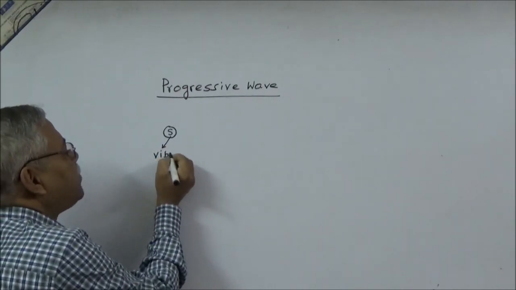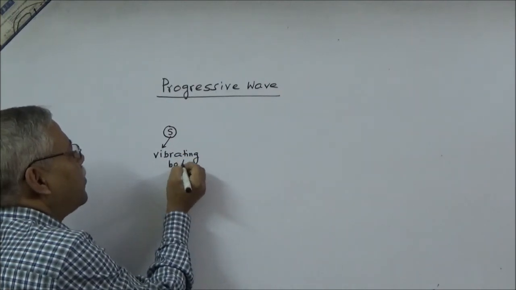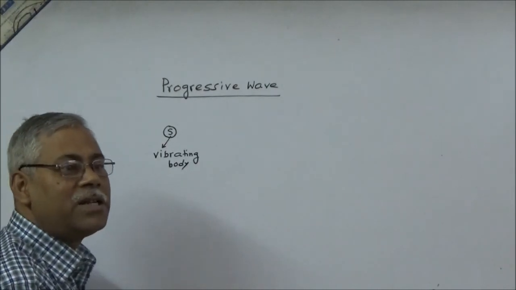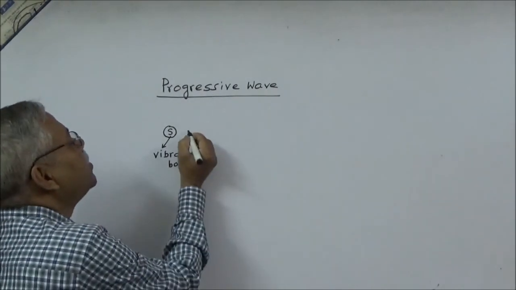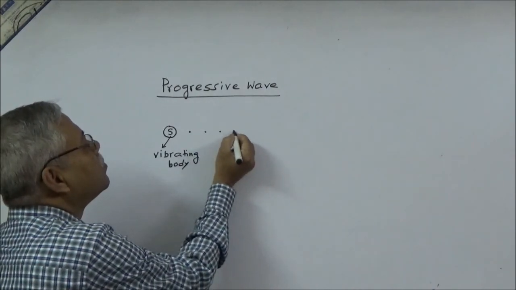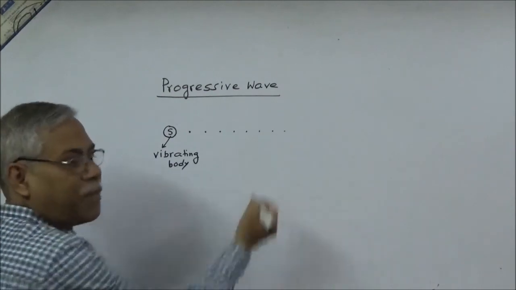This is a vibrating body. Surrounding the source, there are particles of medium. So these are all particles of the medium, invisible particles. These are the particles of the medium.